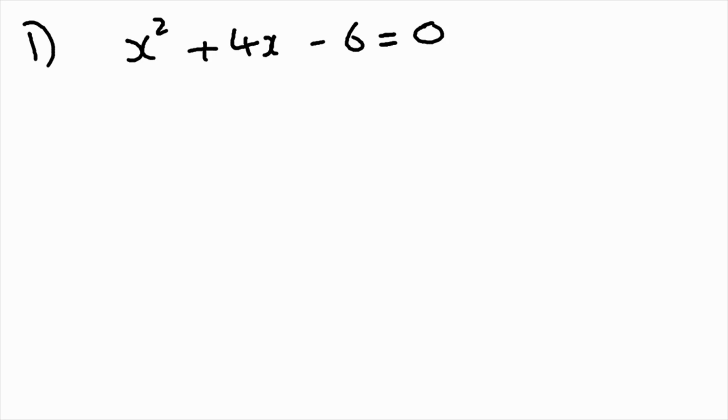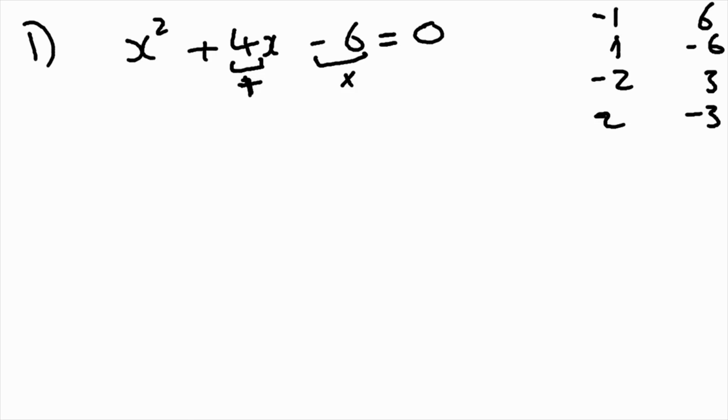When solving something like this, in our last video we said we need to look for something that multiplies together to give you minus 6, but adds together to give you positive 4. So let's write these out. Minus 1 times 6 gives you negative 6, but also plus 1 and minus 6. Minus 2 and positive 3, or 2 and negative 3. Now, do any of these add up to give you positive 4? They don't. So we've got to find a different way of solving this equation.